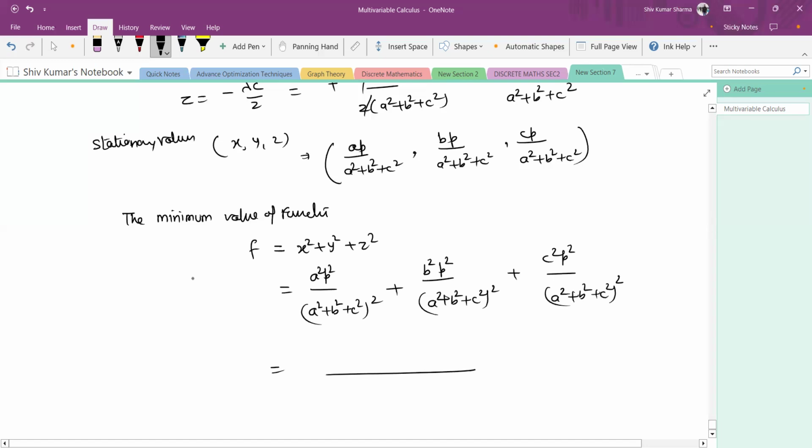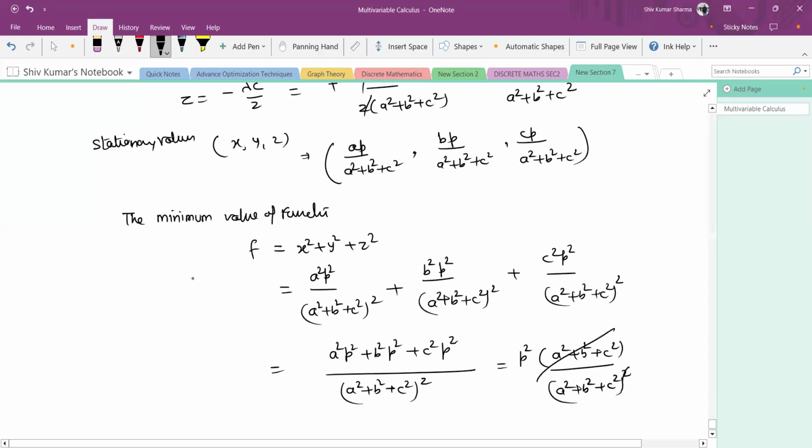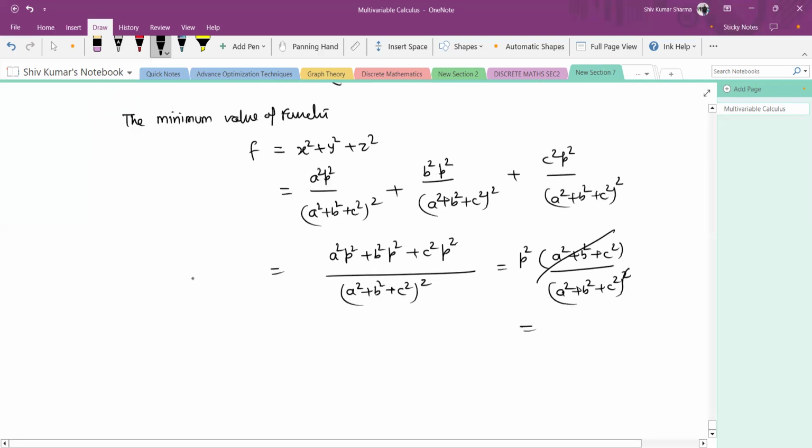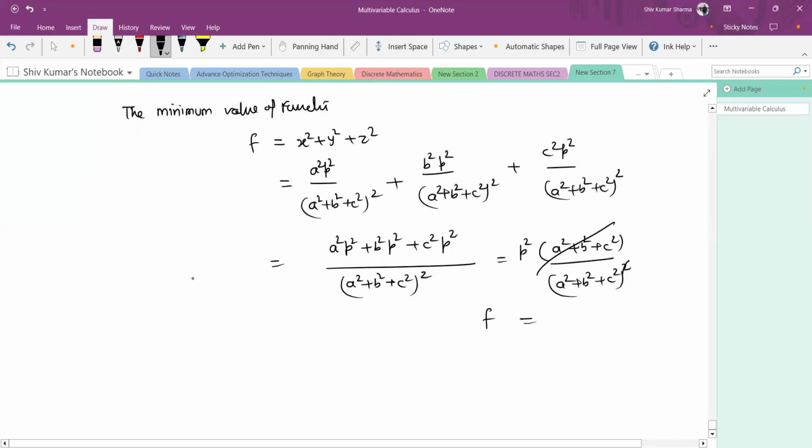So we can take common a square plus b square plus c square to the whole square. So we write down as a square p square plus b square p square plus c square p square. So this is equal to p square we can take common, which gives us a square plus b square plus c square upon a square plus b square plus c square to the whole square. So this cancels. So the minimum value of the function is f equal to p square upon a square plus b square plus c square. So this is our answer.